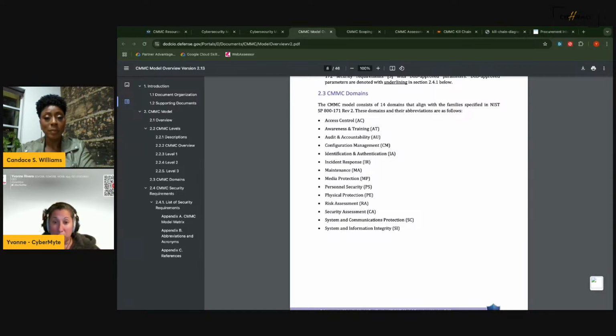And then system and information integrity. This is a lot of your vulnerability and patch management type stuff that's going to be involved in that last one, which I think is going to be a big one for small businesses as well.